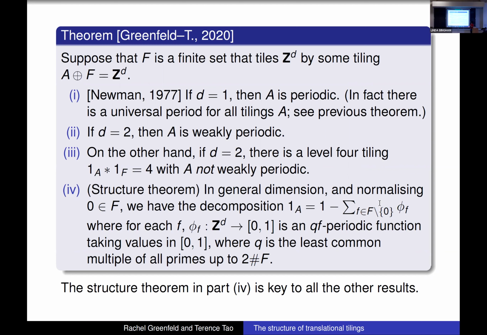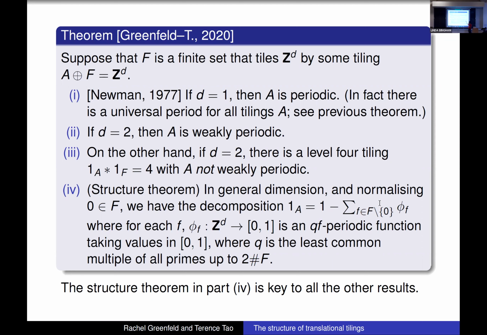Then there's the 3rd thing which I'll skip. And in higher dimensions, we do not have a complete description of tilings. We are working on it. But we have what we call a structure theorem. We have a rather technical, non-trivial statement that if you have some tiling in higher dimensions, then the indicator function of the tiling, we would like to say that it's periodic or weakly periodic. We can't do that, but we can split it as a function.